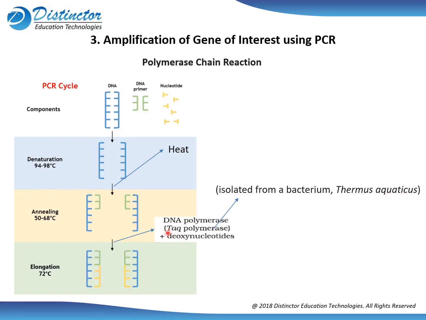Why are we using this Taq polymerase? During this process we suddenly increase the temperature, from 68 to 72 degrees Celsius. At that time a normal polymerase would be easily degraded. So to withstand this temperature, we use Taq polymerase. This polymerase can act on the DNA and produce a double stranded DNA. That is why we are using Taq polymerase. It is isolated from the bacterium Thermus aquaticus, which lives in extreme temperatures.